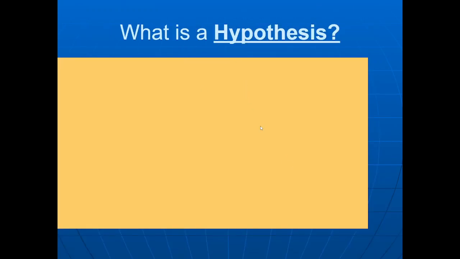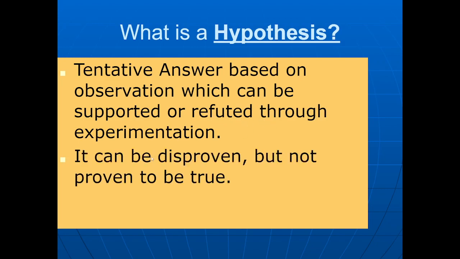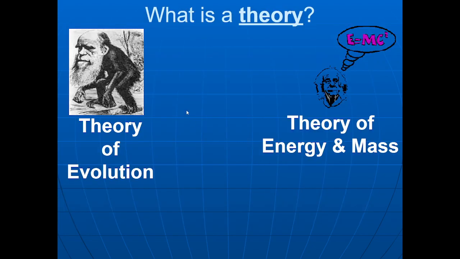What is a hypothesis? A tentative answer based on observation, which can be supported or refuted through experimentation. It can be disproven but not proven to be true. What is a theory? Theory of evolution, theory of energy and mass.